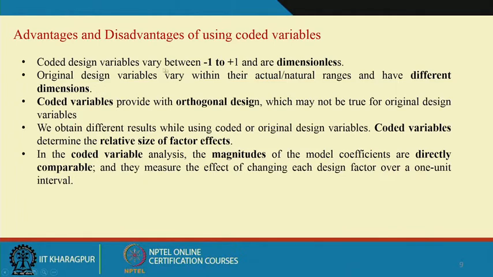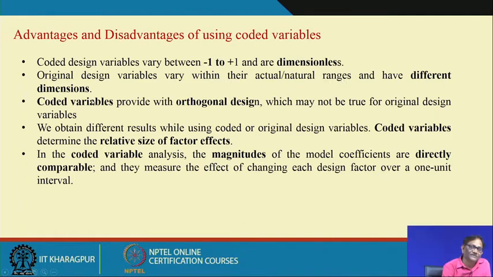Now, I will show you some of the advantages and disadvantages of using coded variables. You see, coded design variables vary from -1 to +1 and they are dimensionless. Original design variables vary within their actual and natural ranges and have different dimensions. So, that means the variability for coded variables is from -1 to +1. In between anything is possible.